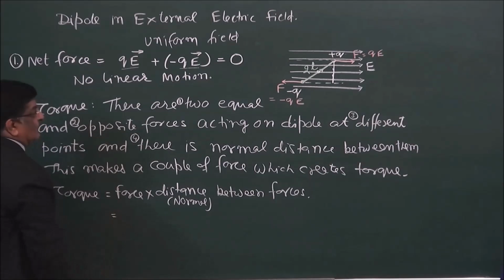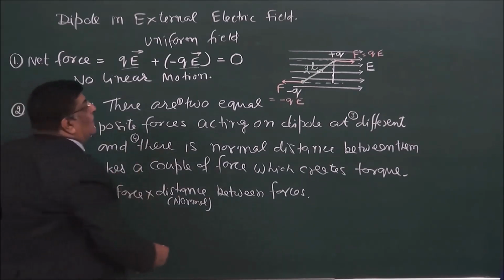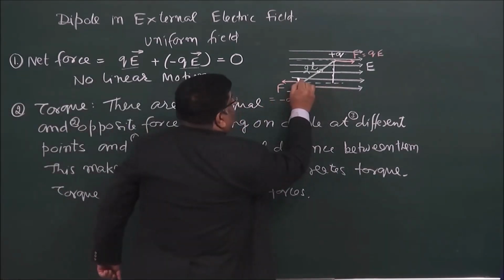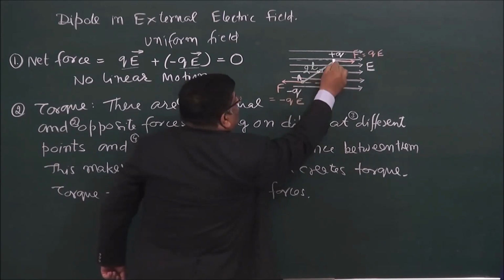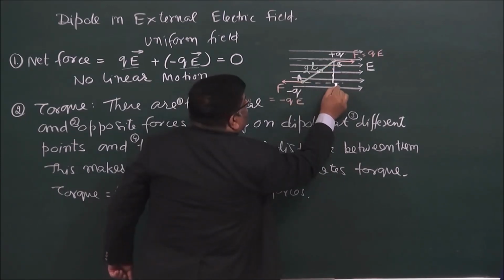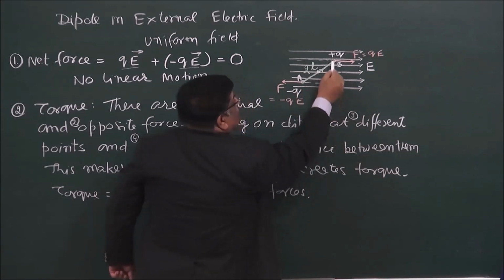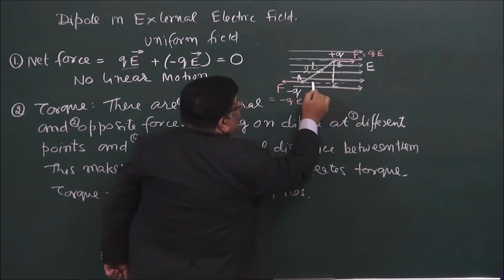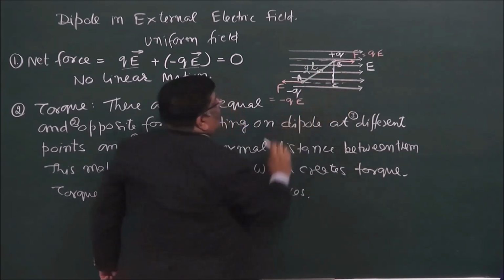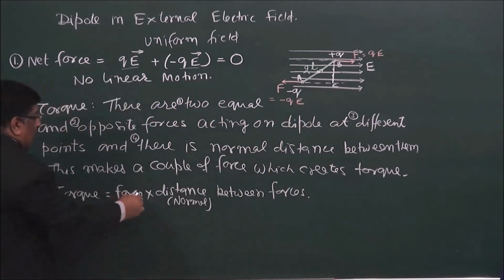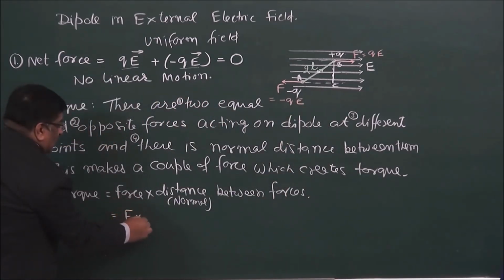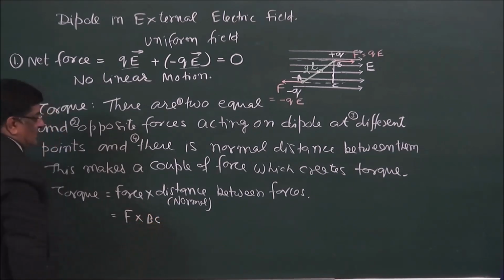And let's calculate it. Let's give it certain names. Let this be A, this point B, and this point C. Then what is the normal distance between the direction of two forces? Answer: BC is the normal distance. So we have force into magnitude of BC.